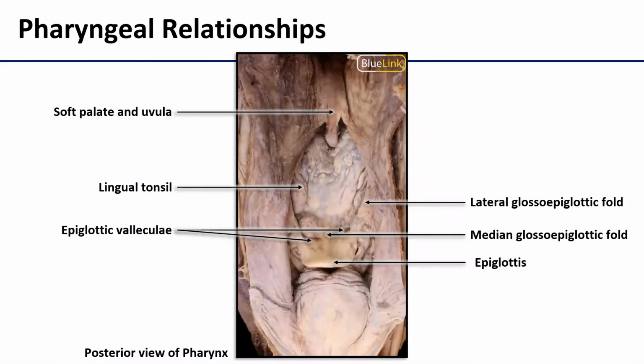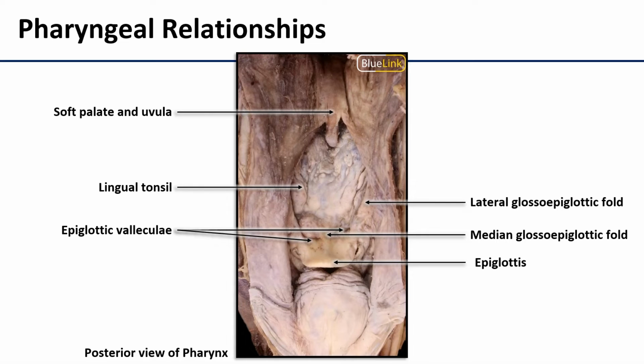We think of the tongue as being primarily in the oral cavity, but it's also important to take note of its relationships with the pharynx and larynx. So to orient you here a little bit, here is the soft palate and the uvula, and here is that very rugose lingual tonsil on the root of the tongue.